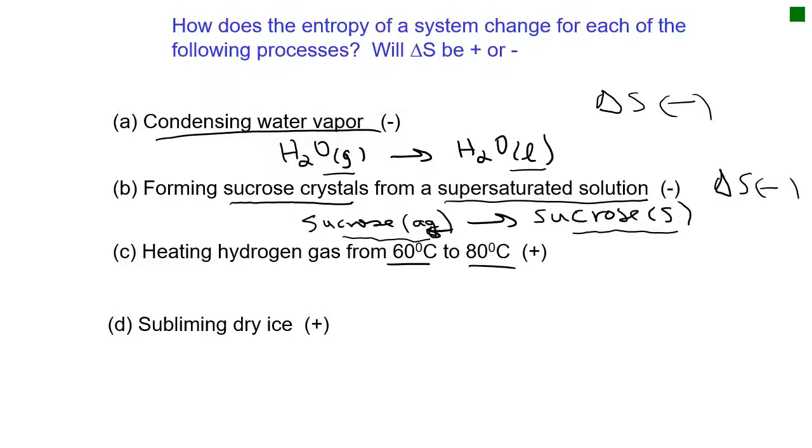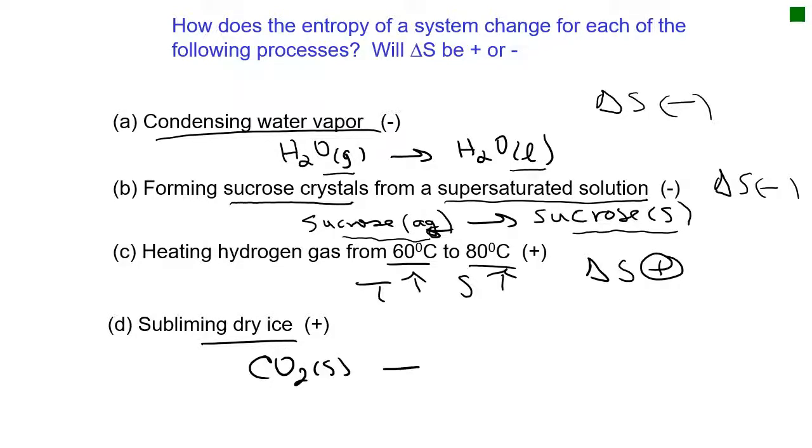If we heat a gas up, anytime the temperature goes up, the entropy goes up. So the change in entropy for this process will be positive. If we sublime dry ice, meaning we take carbon dioxide as a solid and go into carbon dioxide as a gas, the solid is more ordered than the gas, so the change in entropy for the process is positive.